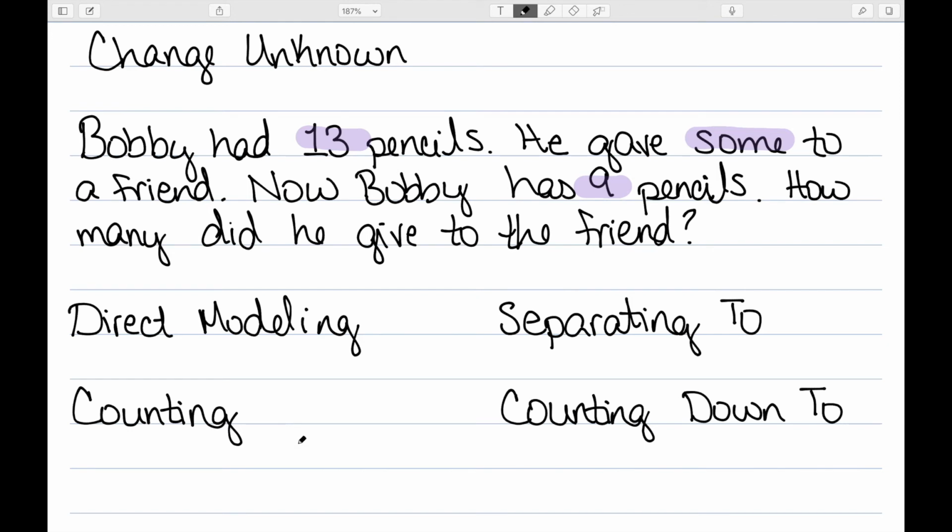The most common type of counting strategy would be counting down to. We would start at 13 and count backwards until we got to 9, and then figure out how many we counted. If we wanted to form a number sentence for the change unknown problem, we would have 13 minus what is equal to 9. So this would be the basic form of the number sentence.